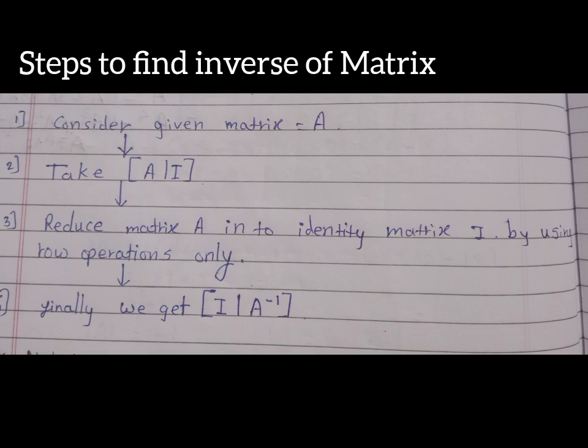First step, the given matrix is considered as matrix A. Second step, taking AI form. After that, reduce matrix A into identity matrix I by using row operations only.